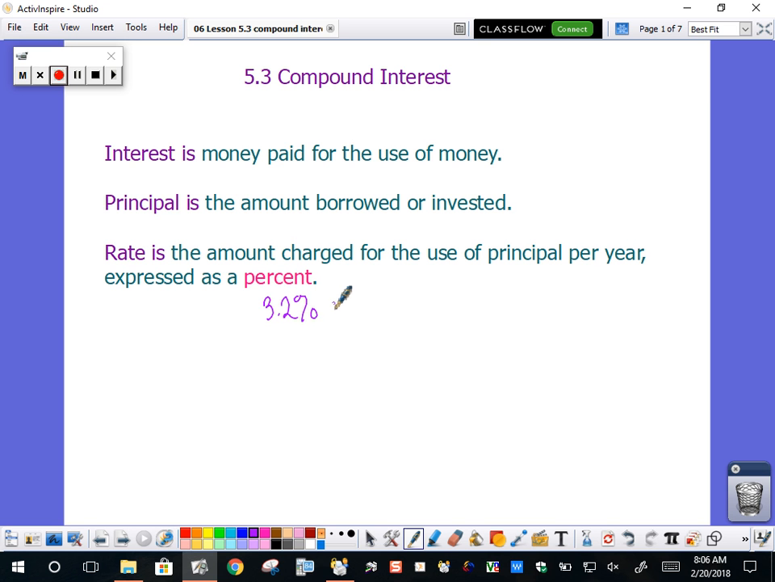And now when we put it into the formula, we're always going to change it to a decimal. Remember, to change a percent to a decimal, you move the decimal place back two places to the left. So this would be equivalent to 0.032. So 3.2% is 0.032. 12%, move the decimal place back 2, is equivalent to 0.12. 5%, the decimal starts here, move it back 2, that would be equivalent to 0.05.